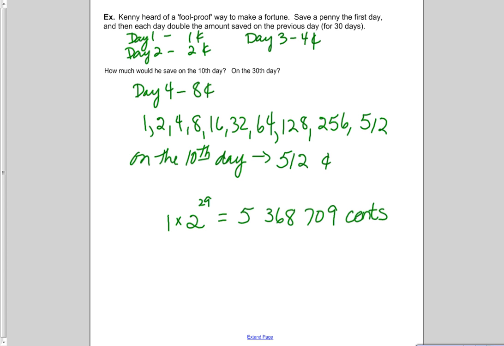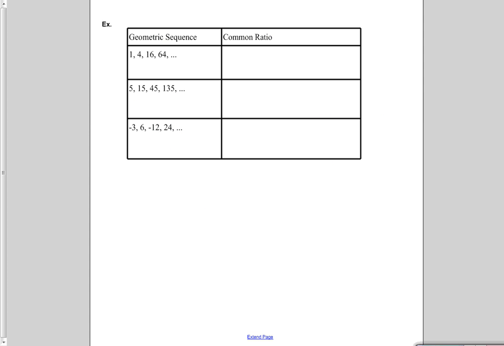I started with 1 cent, and then I doubled it 29 times thereafter. So just to reinforce how we get our common ratio, we are taking subsequent terms. So I can look at 4 and 1. Common ratio is 4, or I could look at 64 and 16. It doesn't matter. If it is a geometric sequence, then any 2 subsequent terms will give you the ratio. 15 divided by 5 is 3, or 135 divided by 45, any one of them would give you the ratio.